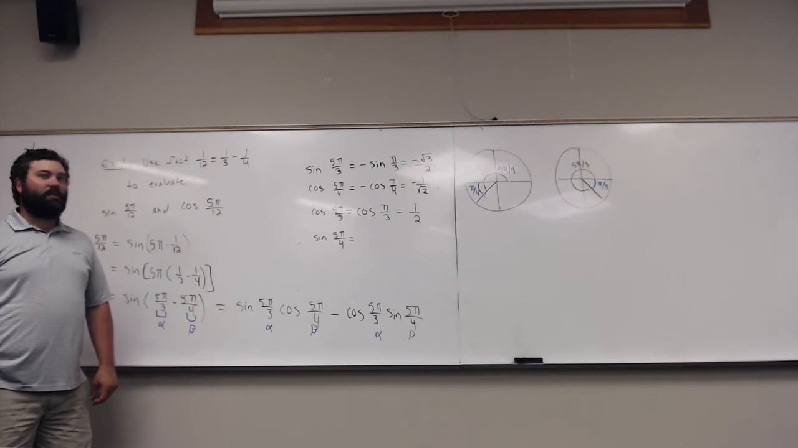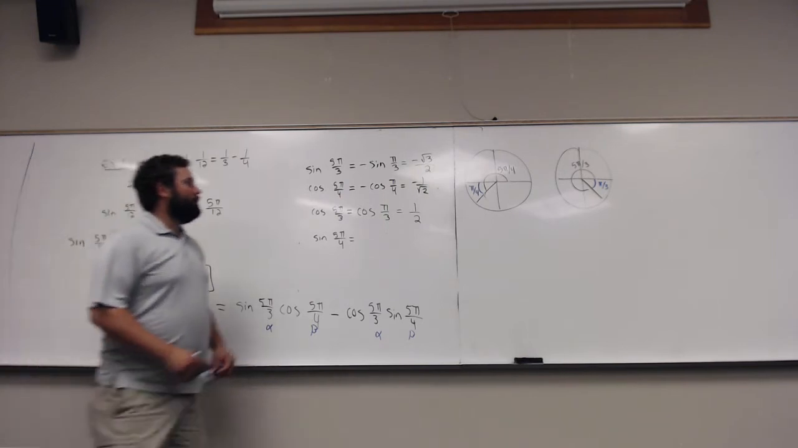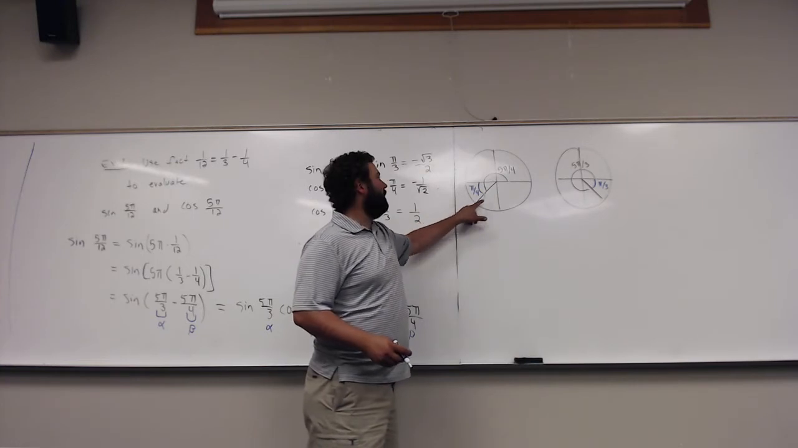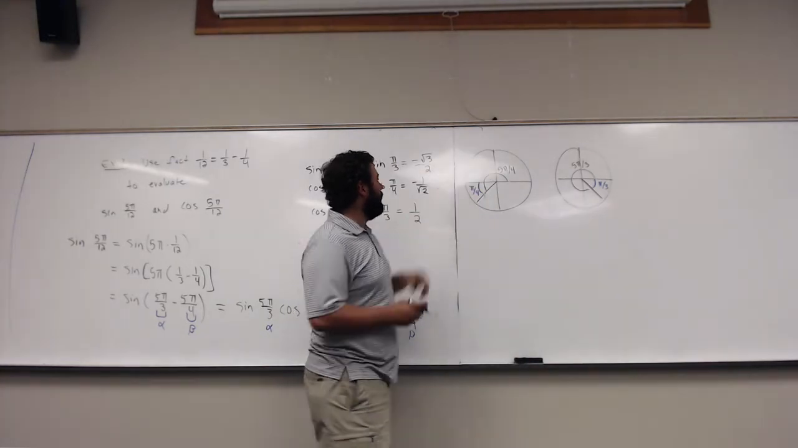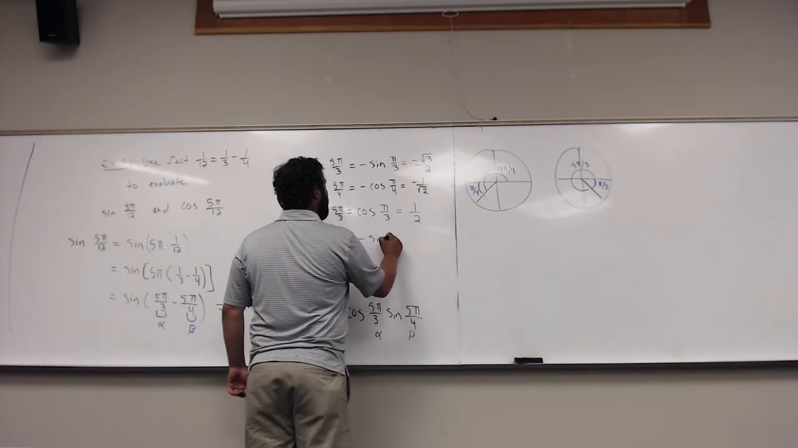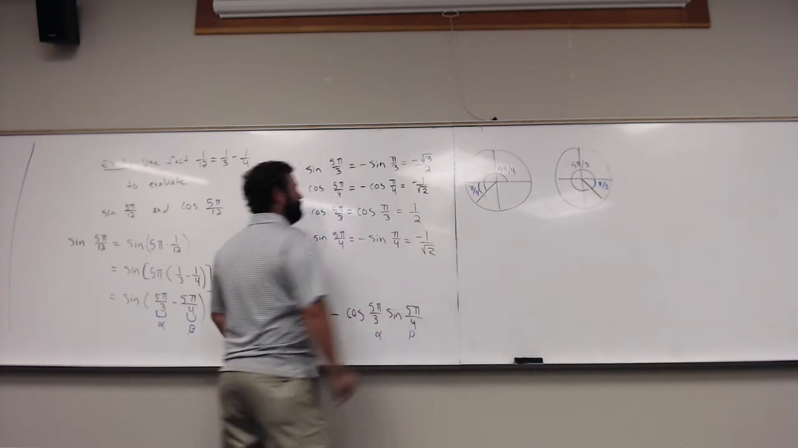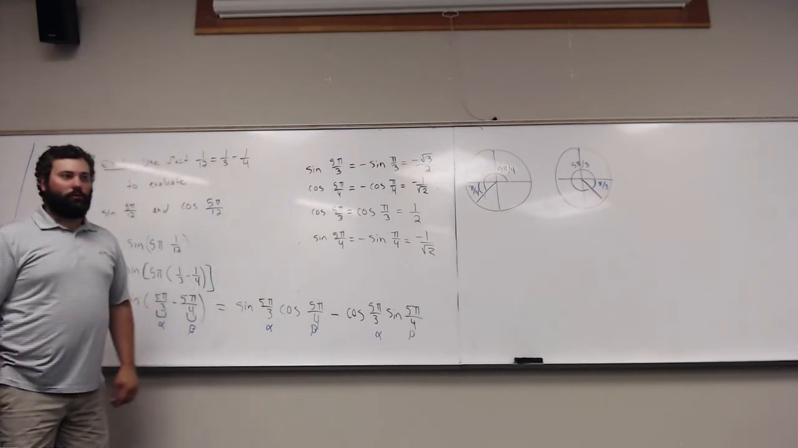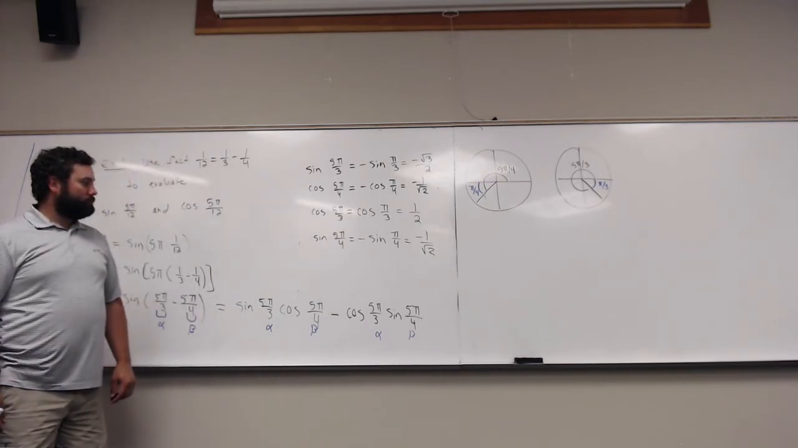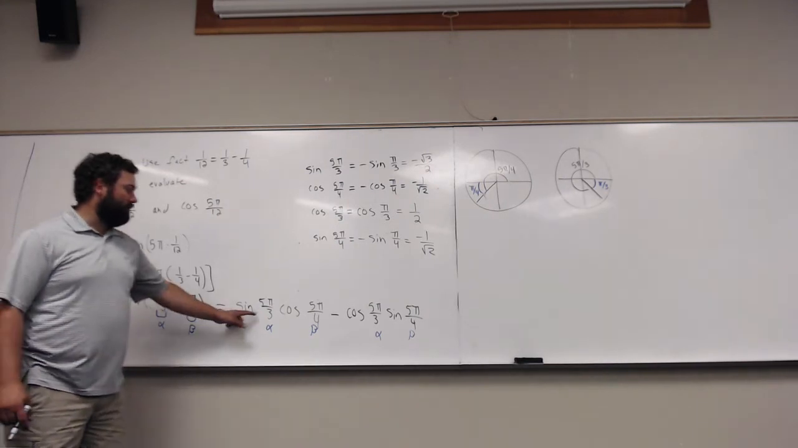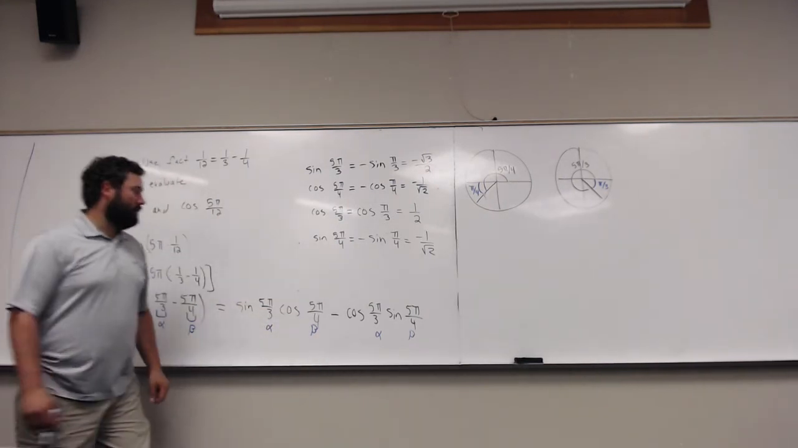And then sine 5 pi over 4. Is sine positive or negative in the third quadrant? Negative, right? Sine's the y coordinate. We're below the x-axis. This will be minus sine of the reference angle, which will be minus 1 over root 2. Okay. And then now I just plug and chug. So I'll plug all these values in down here and we'll simplify.